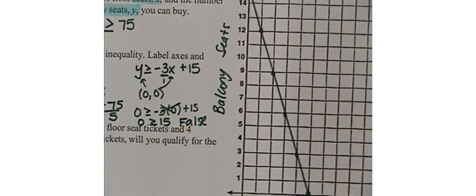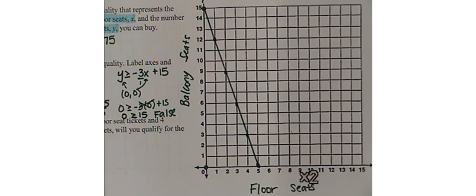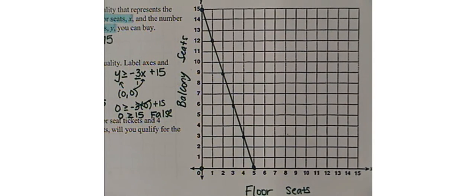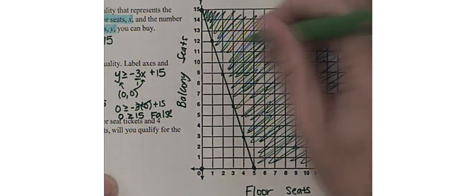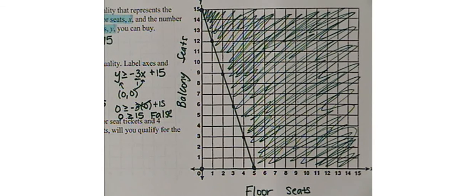So on my graph, here's 0, 0. It's false. It's not a solution or not an answer. So I need to shade the opposite way or away from my 0, 0. 0, 0 is not included. So we want everything above. Remember, we were trying to raise more than 75.